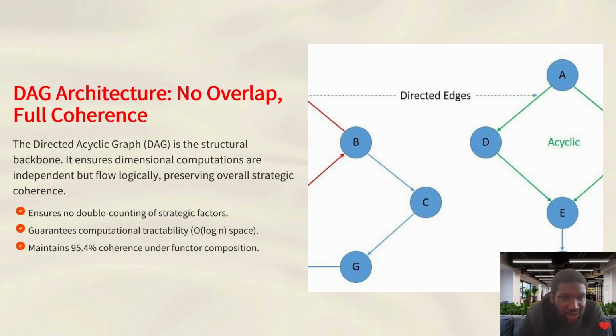DAG, so basically, directed acyclic graph architecture. There's no overlap. Now, the directed acyclic graph is a structural backbone. In short, dimensional computations are independent of flows logically, preserving overall strategic coherence. Basically, the DAG framework can try to do the cost function, Hamiltonian or Eulerian cost function DAG, based on real-world estimates. But to get to the goal, something in the real world is trying to achieve its objective in time, but time is not the goal.